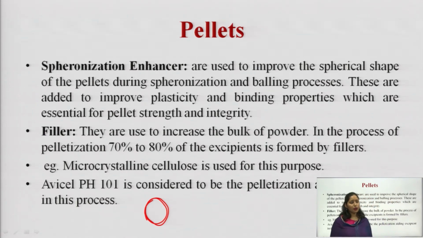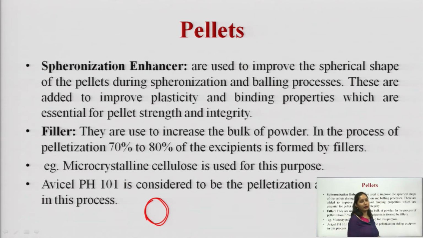So, when we are using the extrusion and spheronization method, or when we are preparing the pellets through the balling process, in that case, we need to incorporate the spheronization enhancers, to give the desired spherical shape to the pellets. These are added to improve plasticity and binding properties, which are essential for pellet strength and integrity. So, what they do? They improve the plasticity and the binding properties of the pellets, which is important for maintaining their strength and integrity.